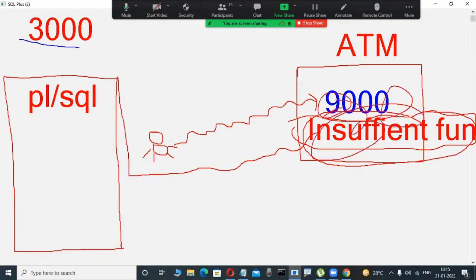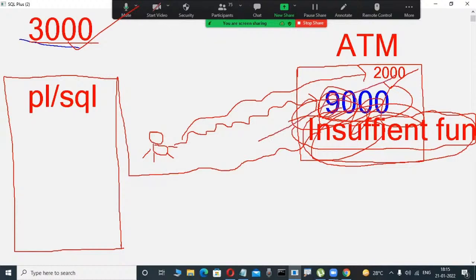Again, another scenario. For example, now my balance is 3,000. Suppose I am inserting an ATM card and I try to withdraw 2,000 rupees. Is it possible? Why? Because my balance is 3,000, and 2,000 is less than 3,000. That's why this withdrawal is possible. We are withdrawing 2,000 in this example.